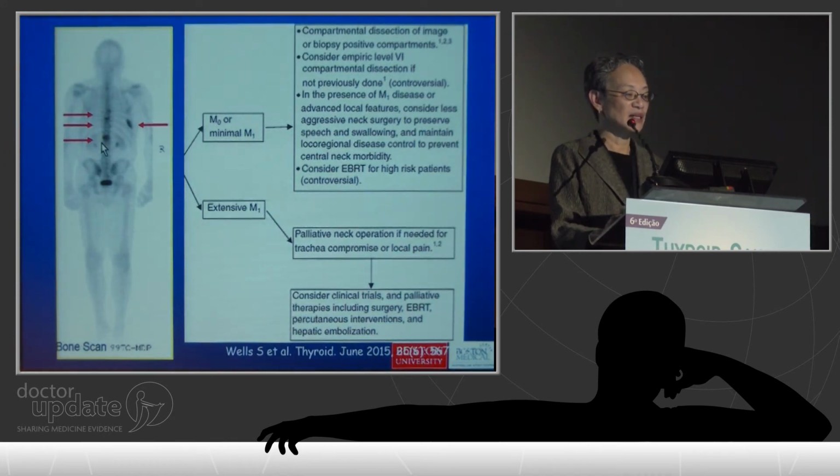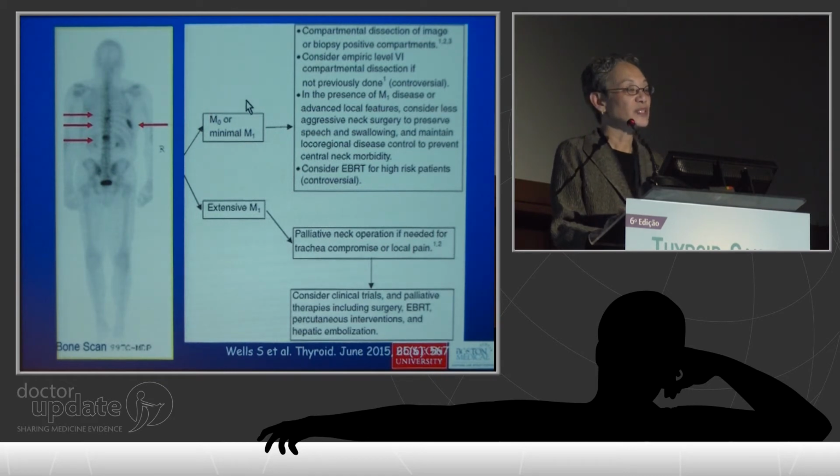You can see that he has lumbar spine disease, rib disease, and so you would call him probably a minimal M1. So it's a little bit controversial how you describe him, but if you call him a minimal M1, you would then continue to do some therapeutic maneuvers.